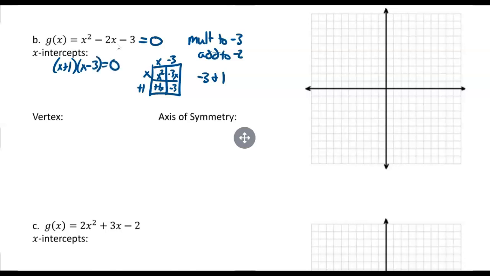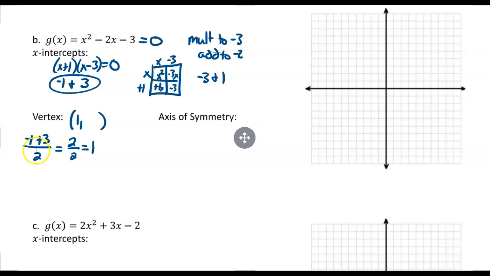All right, and so we set those equal to 0, and we get negative 1 and 3. And those are our x-intercepts. So remember, once you find your x-intercepts, you can add them and divide by 2, and that finds you the x value of your vertex. So negative 1 plus 3 is 2, divided by 2 is 1.